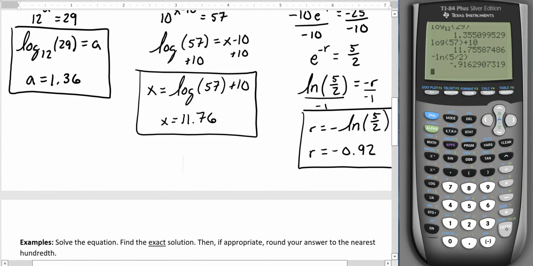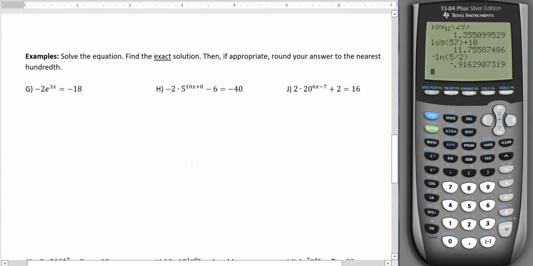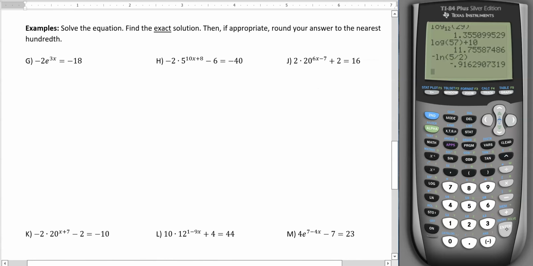Go ahead and turn the page here. Why don't you go ahead and try letter G on your own? Go ahead and give letter G a shot. We want to find both the exact solution and the rounded solution. All right, so hopefully we noticed that negative 2 e to the 3x, we have to divide out that negative 2, right? E is our base here, so that's what we have to get all by itself.